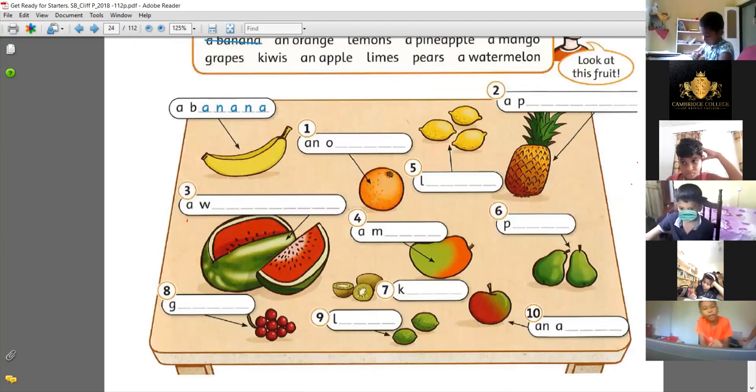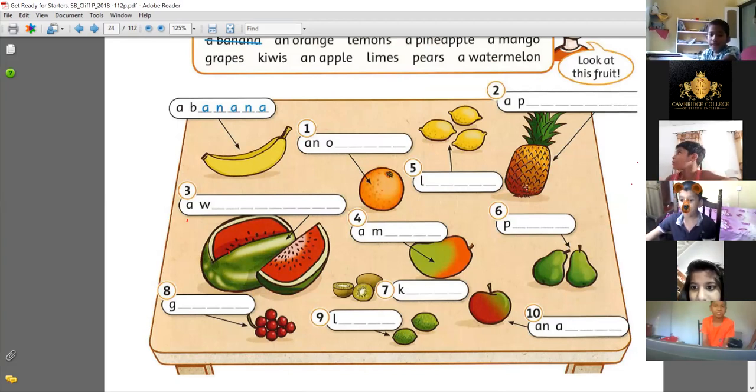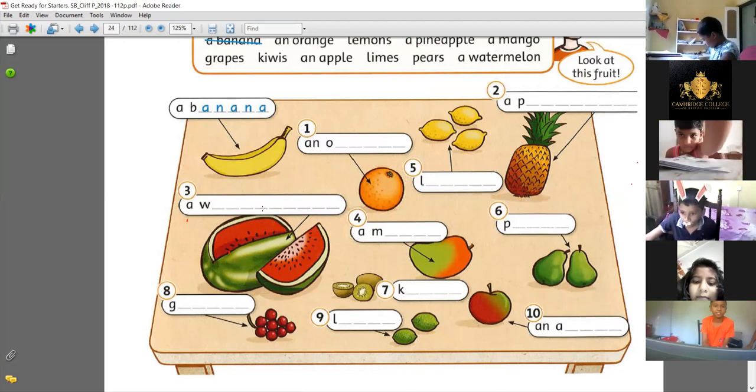Okay. Next one, Sui. What is this? Pineapple. Yes, how can you say that? It's a pineapple. Yes, it's a pineapple. Yes, that is correct. Next one is Javindu. What is this?